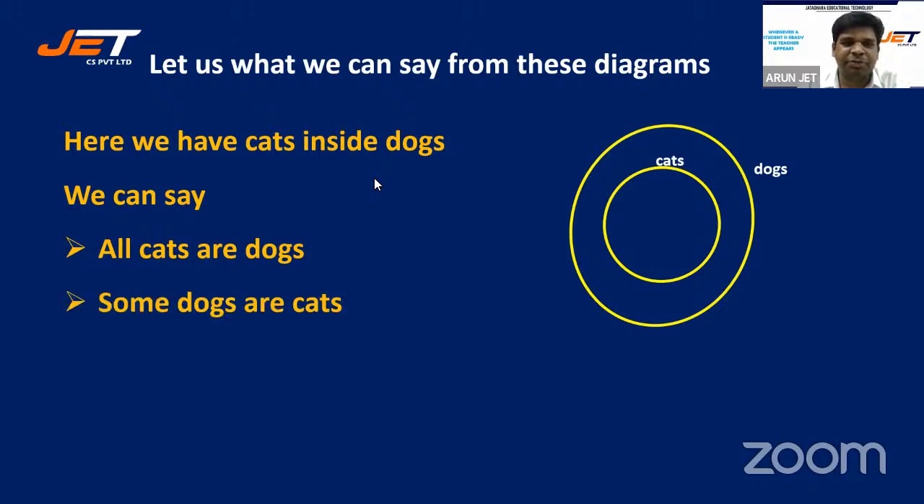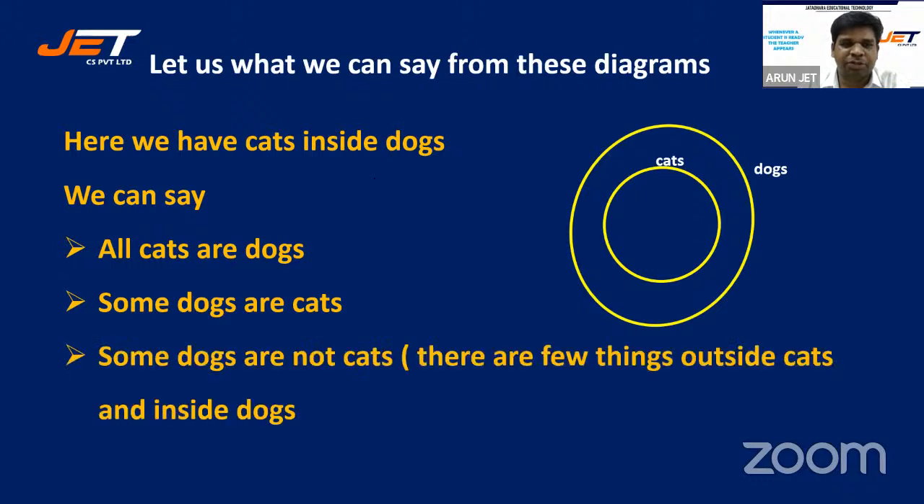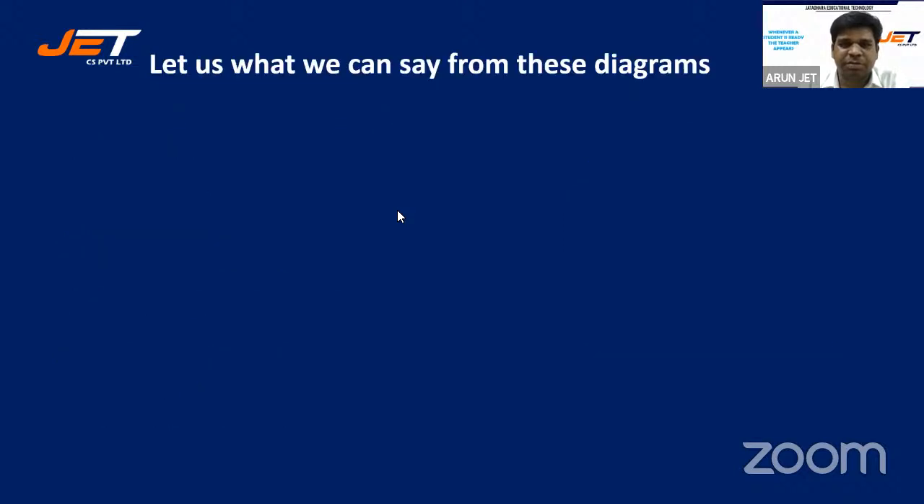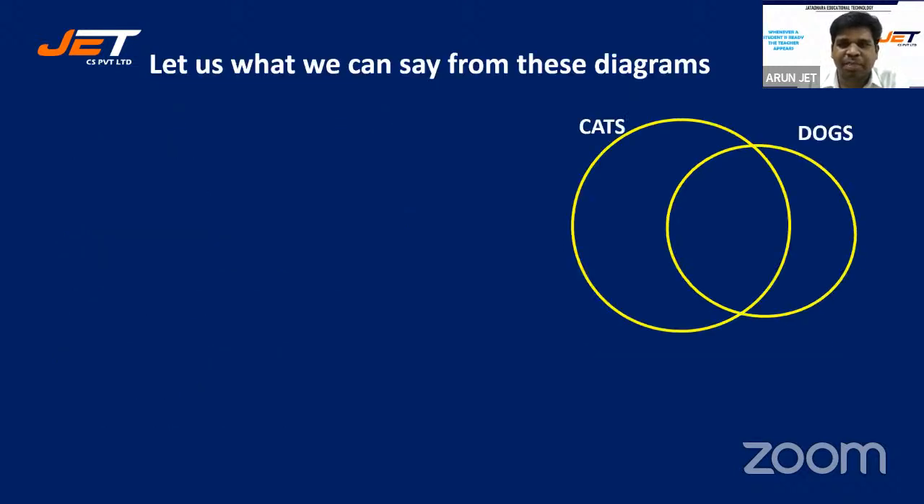Or I could also say some dogs are cats. Or I could also say some dogs are not cats. There are few things outside cats and inside dogs. So there are three ways of writing the same diagram in statements. All cats are dogs. Some dogs are cats. Some dogs are not cats. Now, how about this diagram?